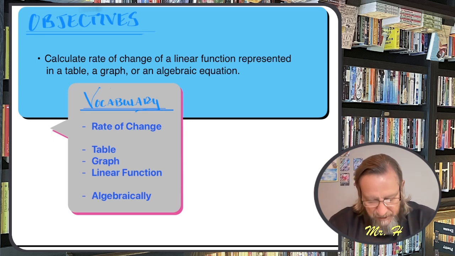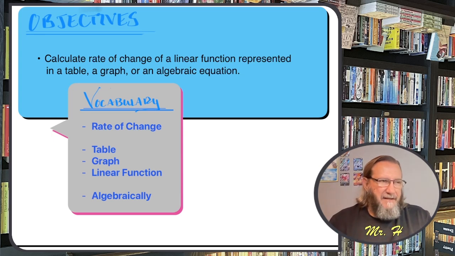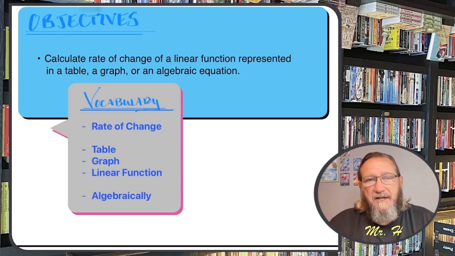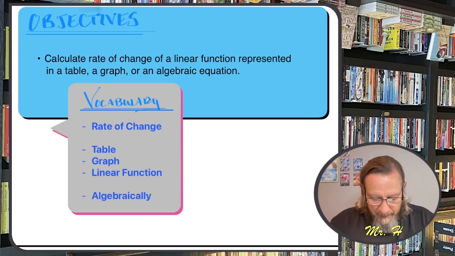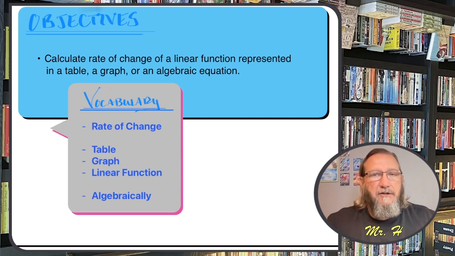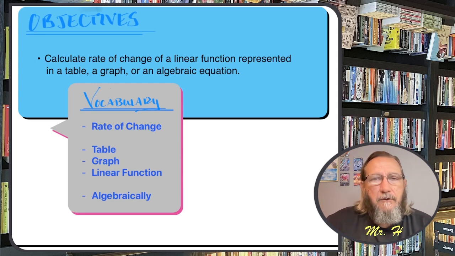The other terminology that we've got there, it shouldn't be any surprise what a table is. It's going to be a chart that's got some numbers on it. We're going to work with those. We're going to look at graphs. You know that those are simply pictures of lines that give us a lot of data if we know how and what to look for. And then finally, a linear function. We have worked with those before. We're going to be taking a look at those and working with them in our work today.